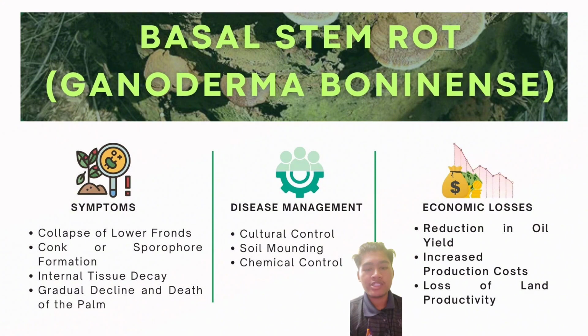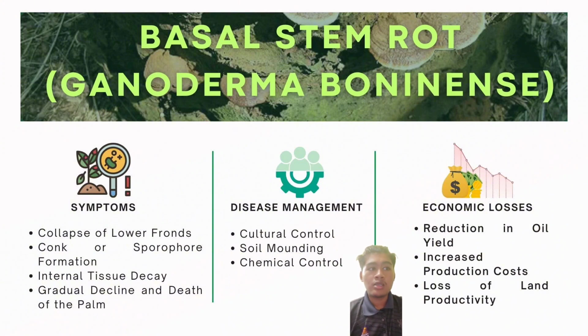Controlling the spread of basal stem rot requires additional resources and increased production costs. This includes the cost of implementing disease management measures such as removal and disposal of the infected palms, replanting, as well as adopting preventative strategies into the plantation site.